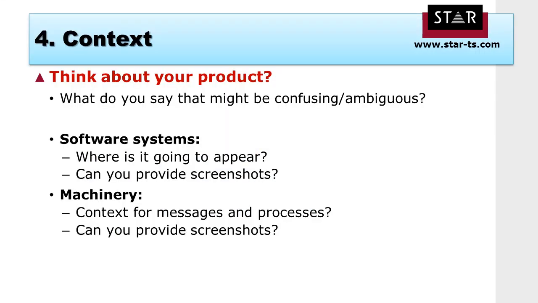So next thing about context is to think about your own products. What do you say that might be confusing or ambiguous in your products or system? If you have software systems, think about where the strings might appear.